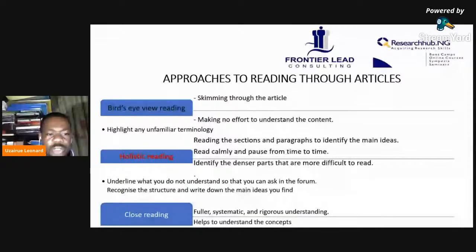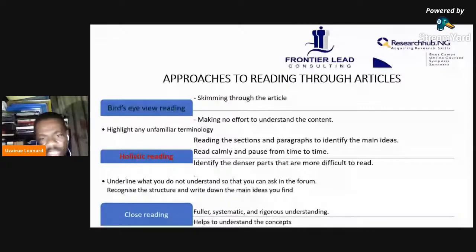Then the next one is that you do holistic reading. In holistic reading, generally what you do here is that you read the sections and the paragraphs to identify the main idea. In this particular session, what you are doing is identifying the idea of this paper. Why is this paper written? Does this paper connect with my own kind of study? Then you identify the denser parts that are more difficult to read.